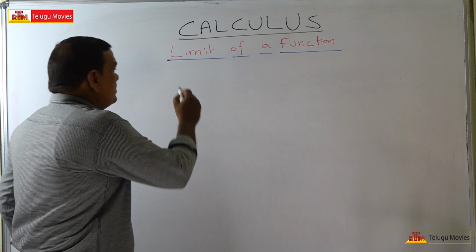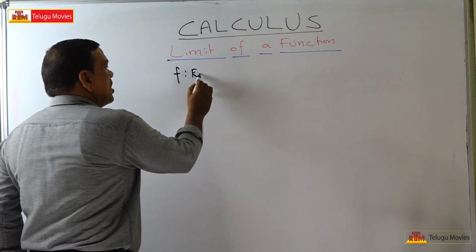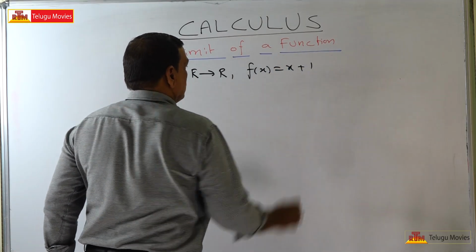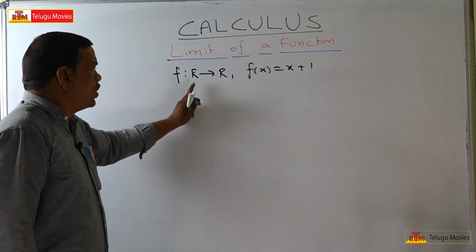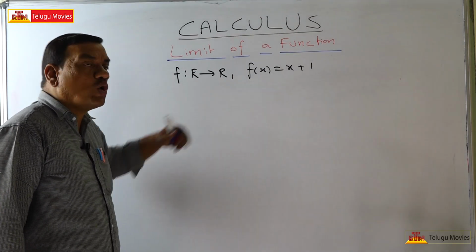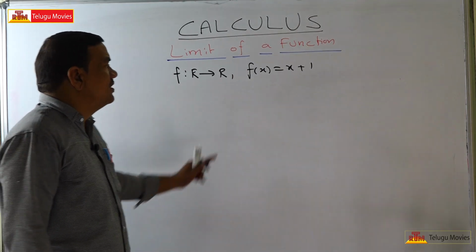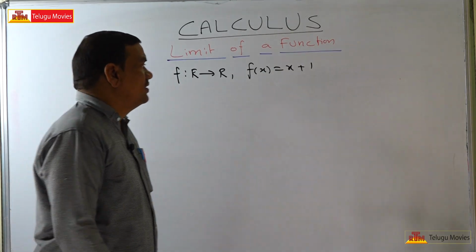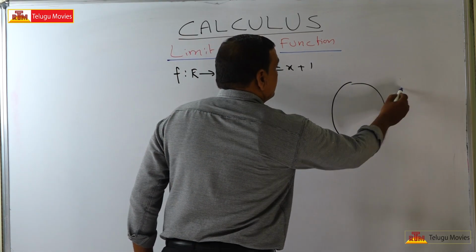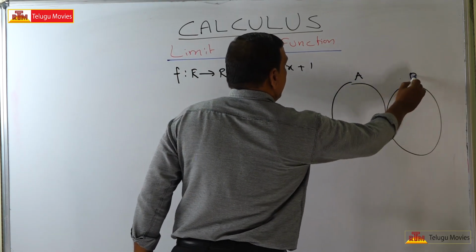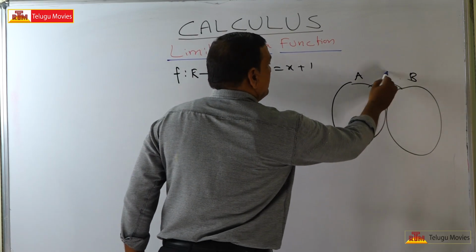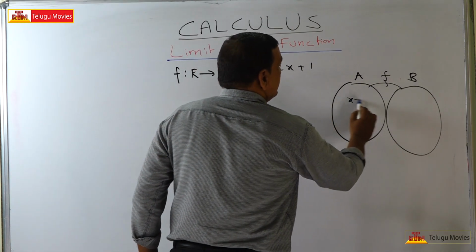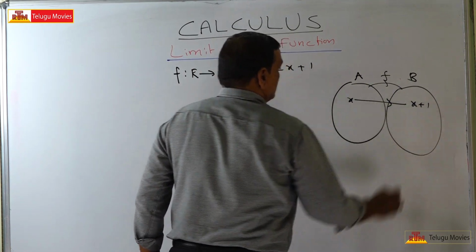Let us define a function f from R to R as f of x is equal to x plus 1. Very simple definition. Here the domain is the set of real numbers and the codomain is also the set of real numbers. Here the function name is f, and for your element x, its image is f of x, that is given as x plus 1.